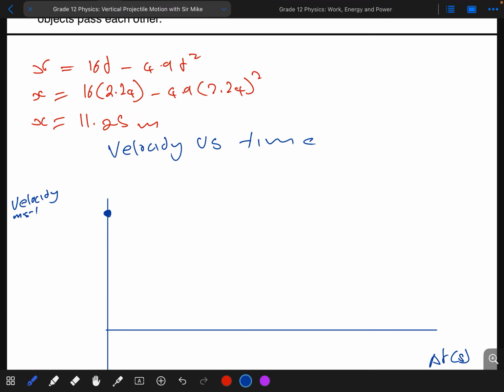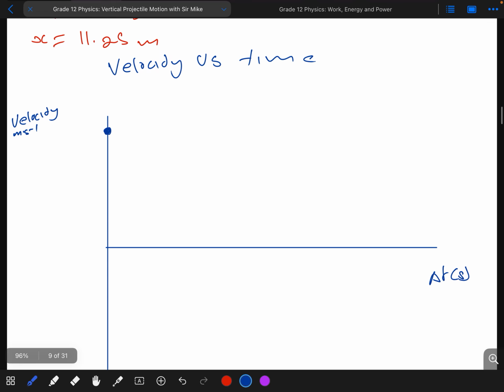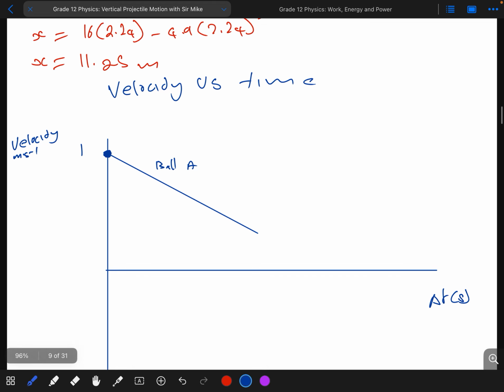So in this case it will start from that point, until of course it passes object, let's say object B, right? So let's say it was at that point there. So this is for ball A. This simply means that the velocity at that starting point would simply be 16, all right.